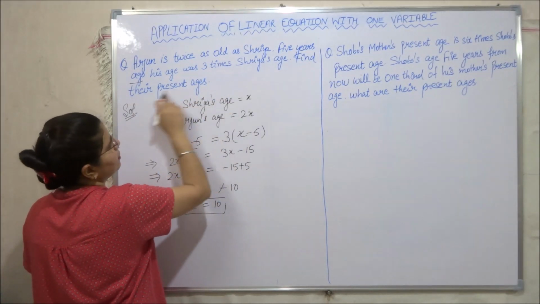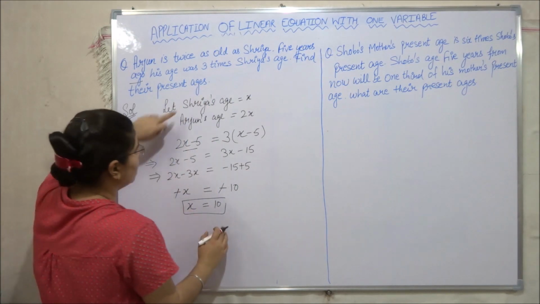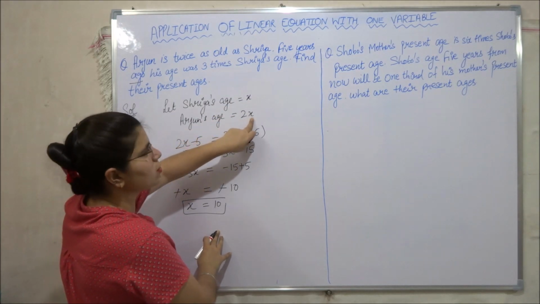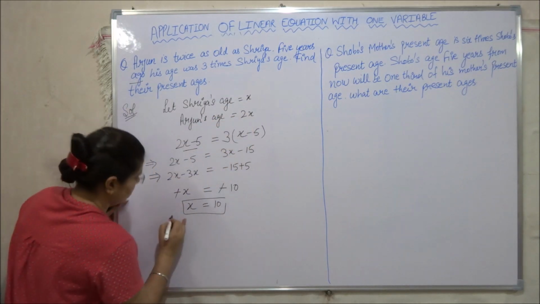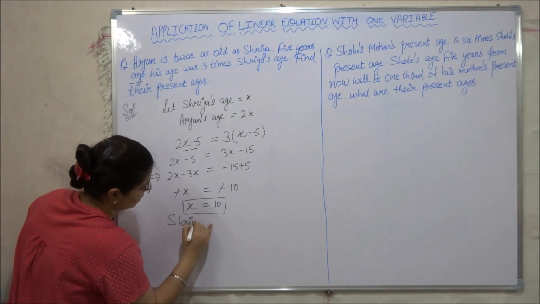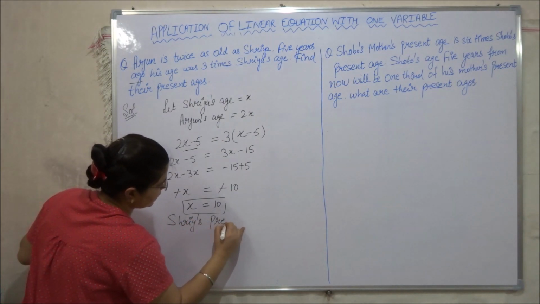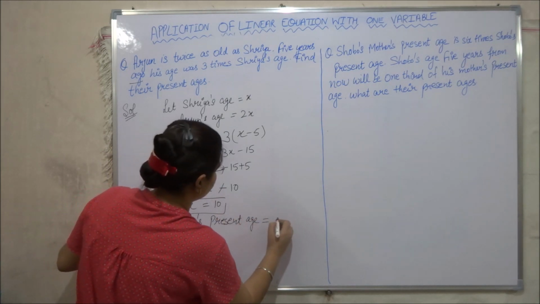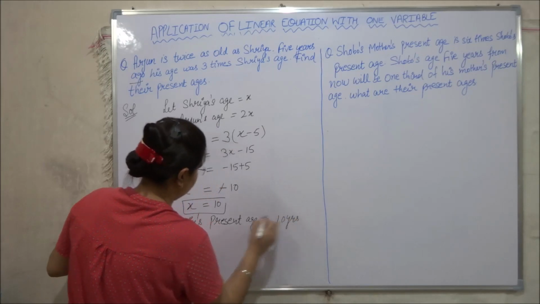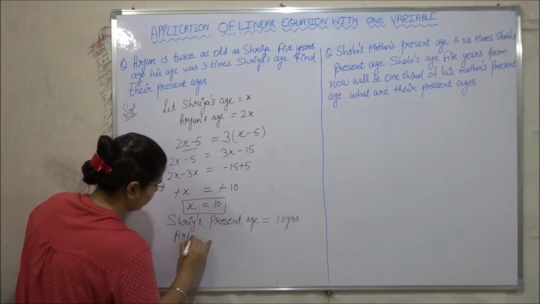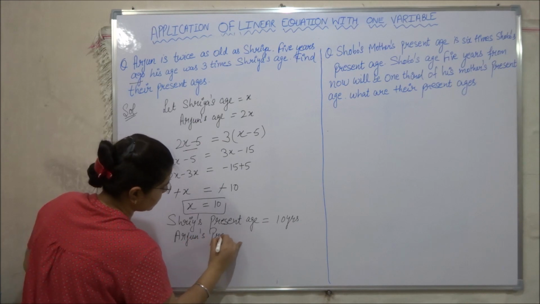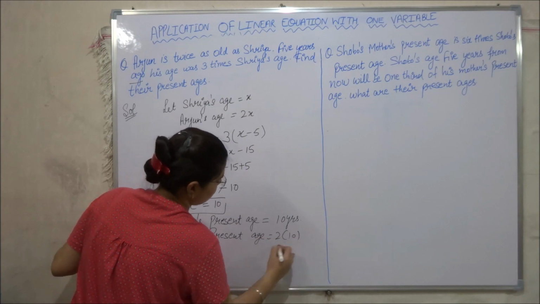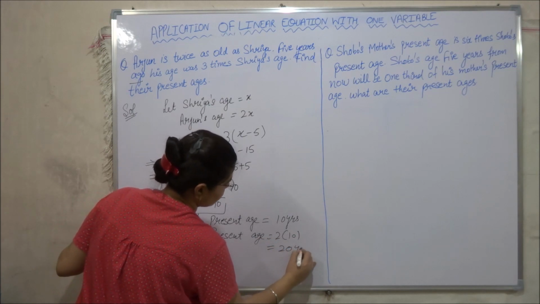Now we have to find the present ages of both of them. So Shreya's age will be 10 and Arjun's age will be twice of 10, that will be 20. So Shreya's present age will be 10 years and Arjun's present age, that will be twice of Shreya's present age, 20 years.